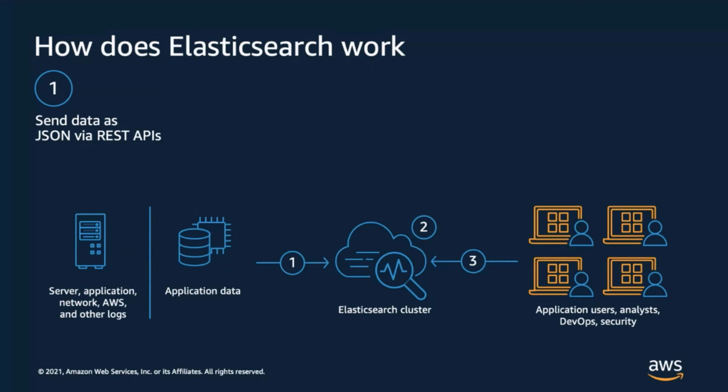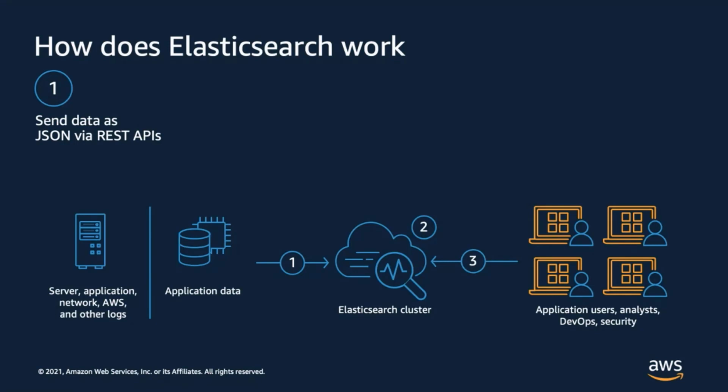For anyone not familiar with Elasticsearch, Elasticsearch is at its heart a database technology, and the interaction model with Elasticsearch is very much a database interaction model. So we have at the left edge our sources, whether it's your servers, your applications, networking, AWS, other AWS services, any kind of log generator is going to be on the source side.